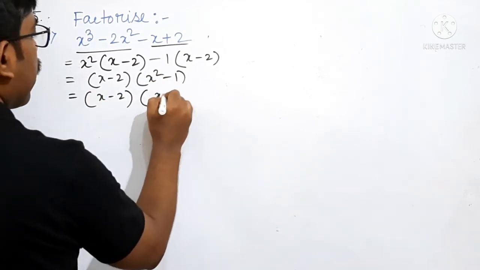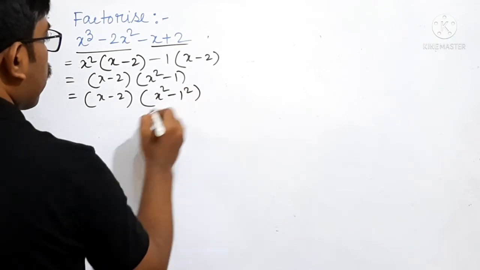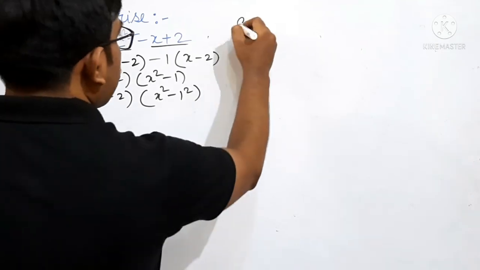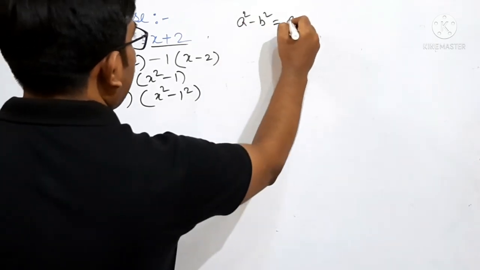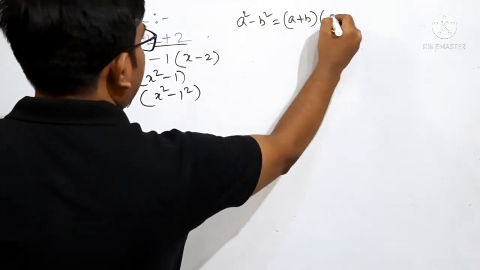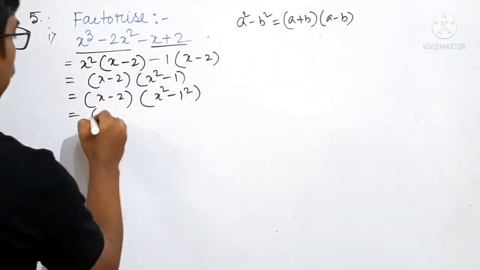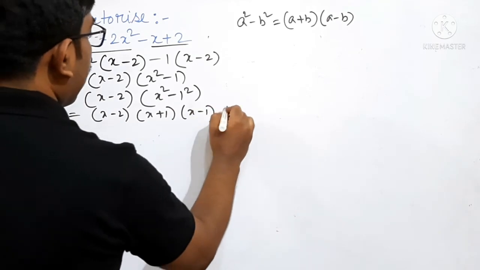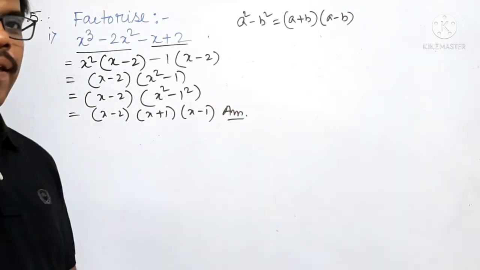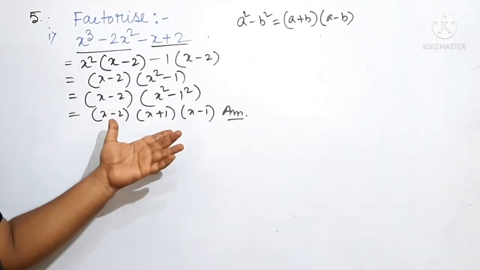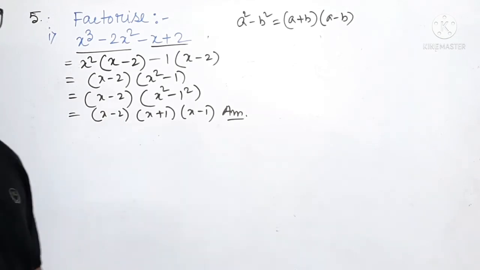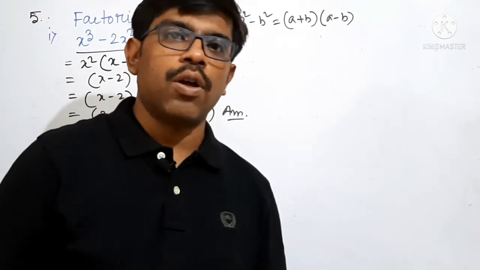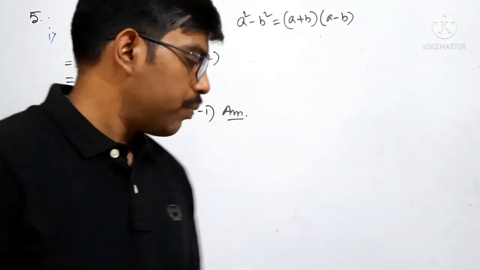We can write x square minus 1 as x square minus 1 square, and the formula is a square minus b square, which can be written as a plus b into a minus b. So it will be x plus 1 and x minus 1. I think you will do this sum in this way because it is a much easier process. Next we will solve problem number 2.